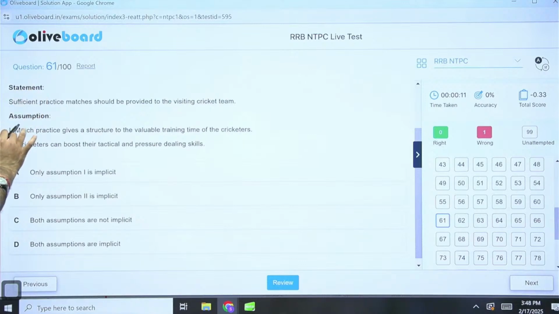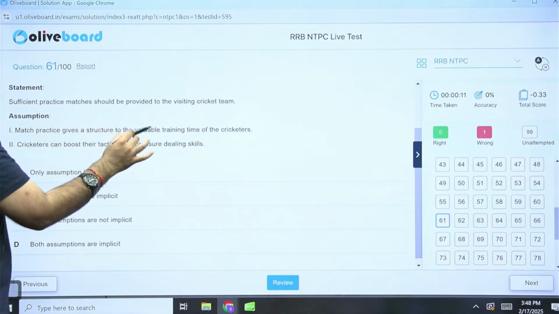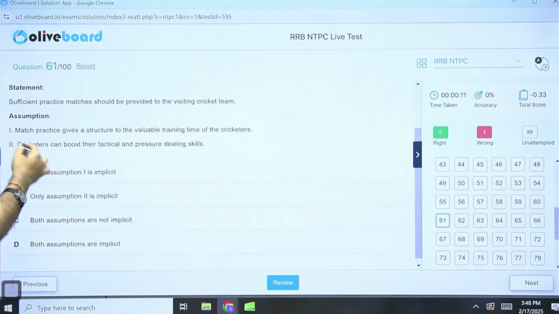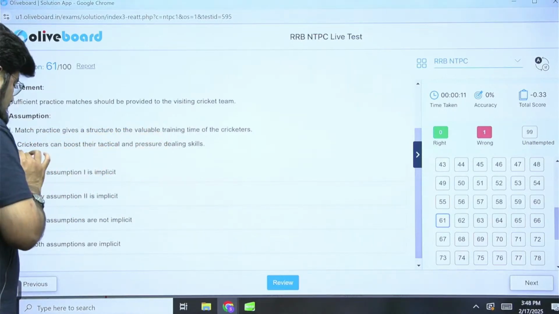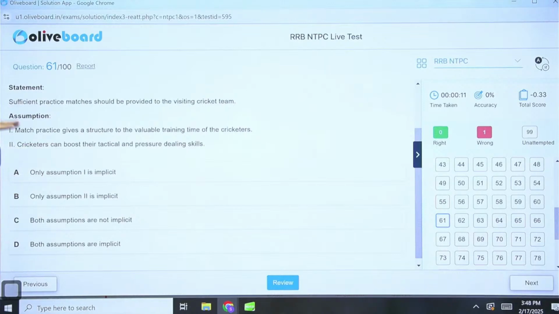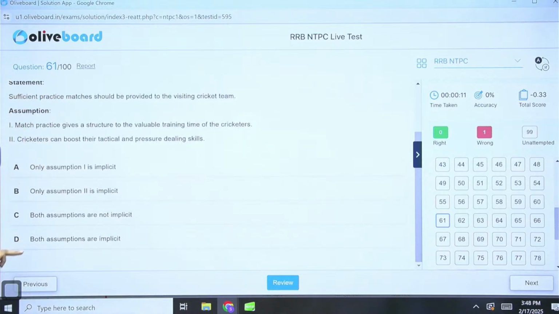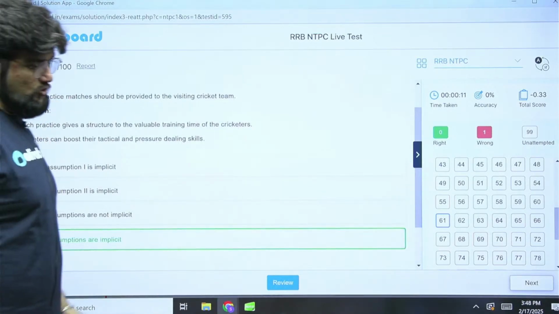Could he have assumed that match practice gives a structure to the valuable training time of the cricketers? Yes, I think he could have said that. And could he have said that cricketers can boost their tactical and pressure dealing skills? Yes. Both of these can be implicit assumptions, because assuming this, he could have written this statement. So both assumptions implicit become your correct answer. This becomes a very challenging round, guys. I am very sure, I know that.